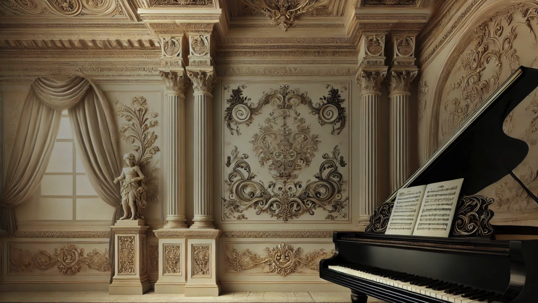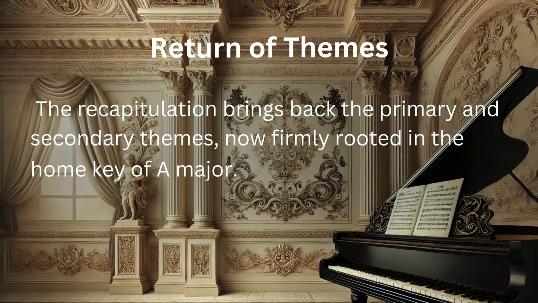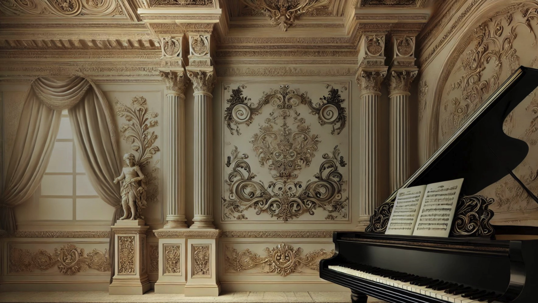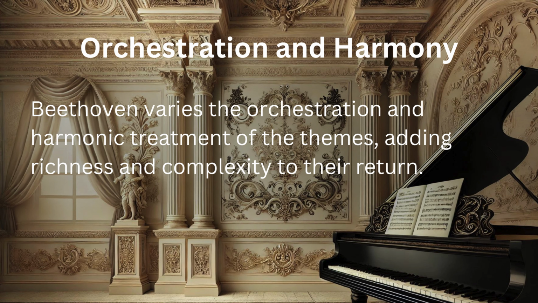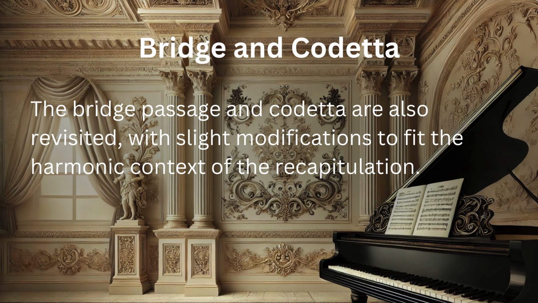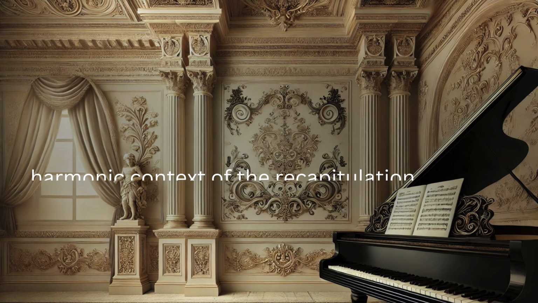tension and release. In the recapitulation, we see the return of the primary and secondary themes, now firmly rooted in the home key of A major. Beethoven varies the orchestration and harmonic treatment of the themes, adding richness and complexity to their return. The bridge passage and codetta are also revisited with slight modifications to fit the harmonic context of the recapitulation.